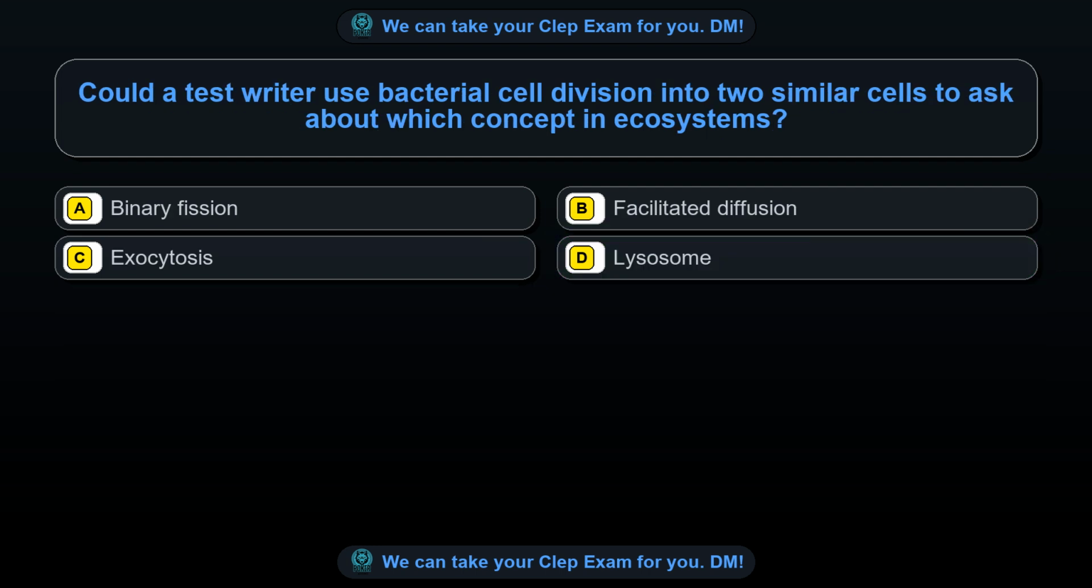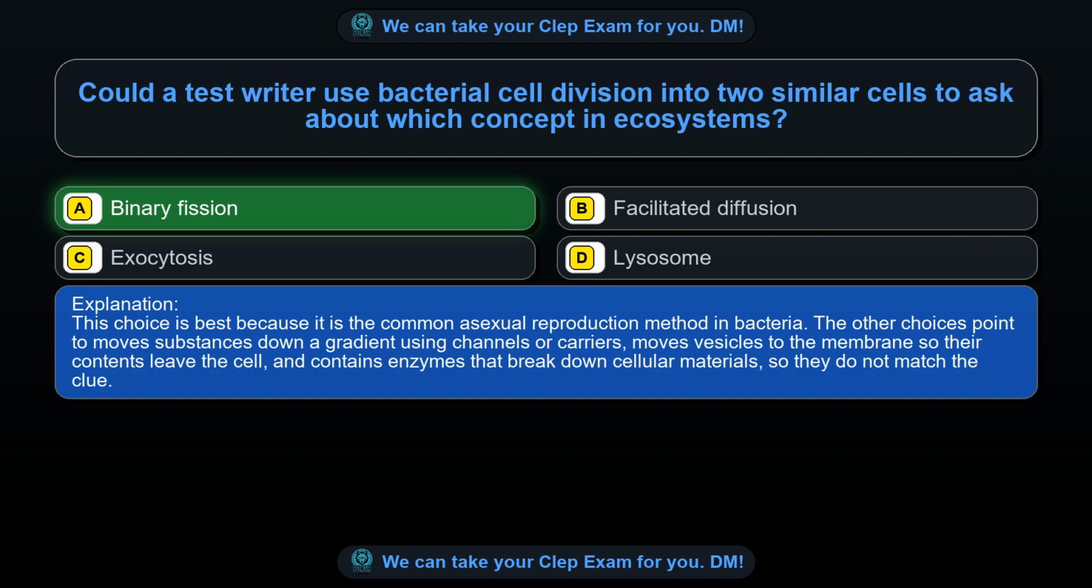Question 53. Could a test writer use bacterial cell division into two similar cells to ask about which concept in ecosystems? Option A, binary fission. Option B, facilitated diffusion. Option C, exocytosis. Option D, lysosome. The correct answer is option A, binary fission.